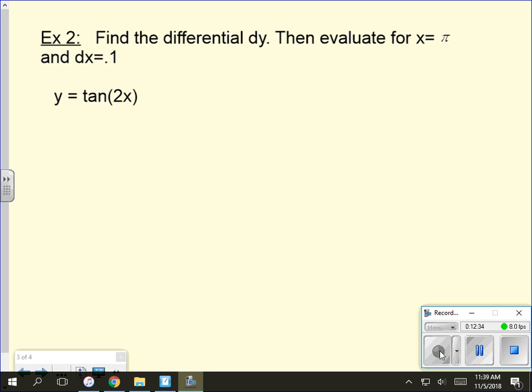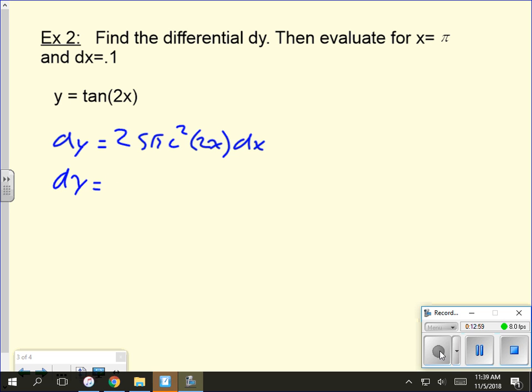Okay. So first thing you need to do is take the derivative. dy equals 2 secant squared of 2x dx. Chain rule, you have to have the 2. And then evaluate that for x equals pi and dx equals 0.1.